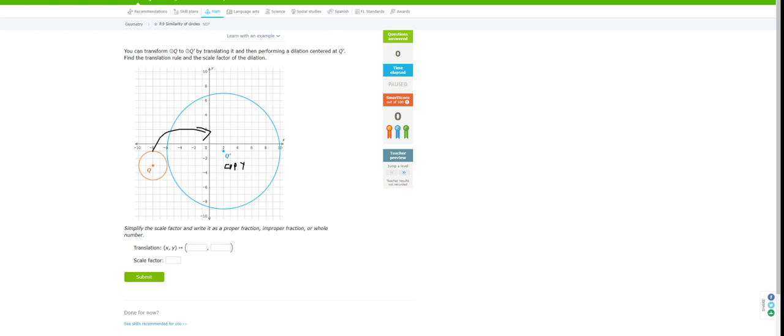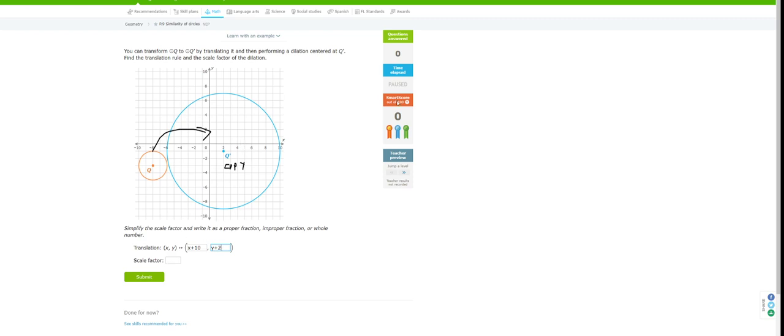Okay, so the first thing we need to do is the translation. What's happening from Q to Q prime? Well, it's moving 1, 2, 3, 4, 5, 6, 7, 8, 9, 10. So that means it's going x plus 10. It's going to the right 10 spaces. And it's moving up 2 spaces. So this will be y plus 2.